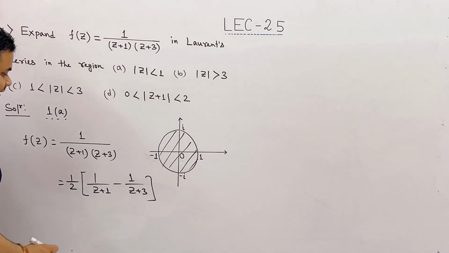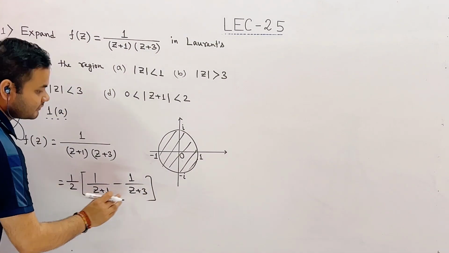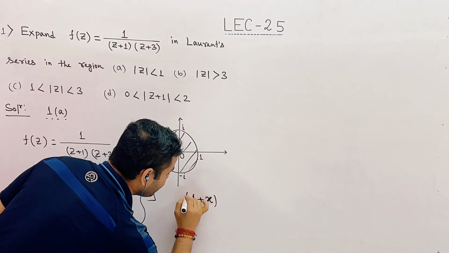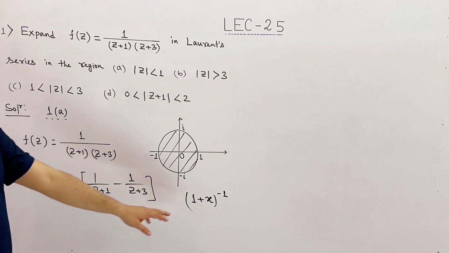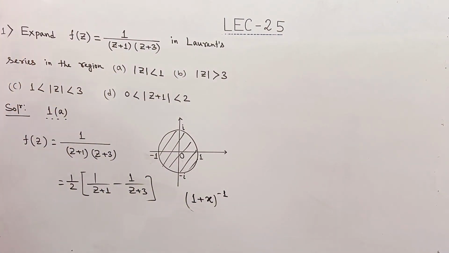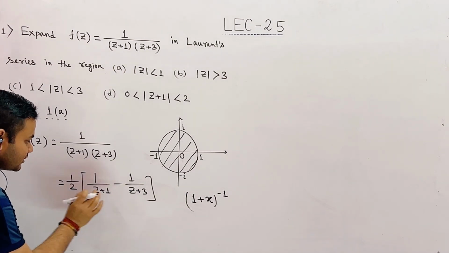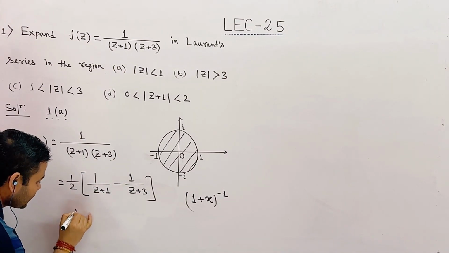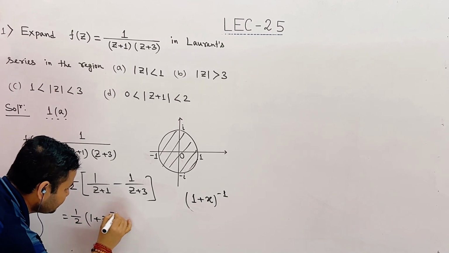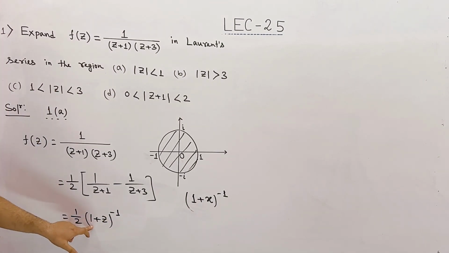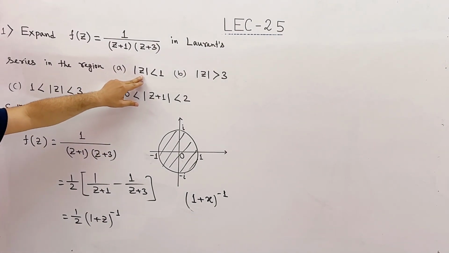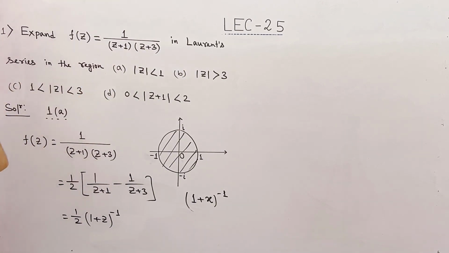Next, let us convert this term and this term to this form (1 plus x) to the power minus 1, where the first term has to be 1 and the second term has to be less than 1. So let us do. So this first term can be written as 1 by 2 into (1 plus z) to the power minus 1. So here the first term is 1 and the second term is less than 1, because according to problem number 1a, the value of modulus of z is less than 1.